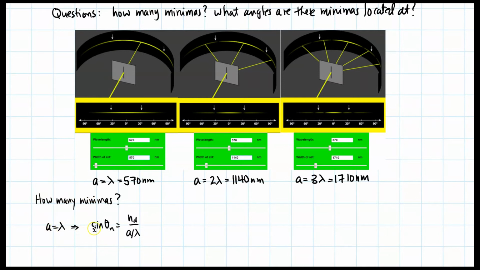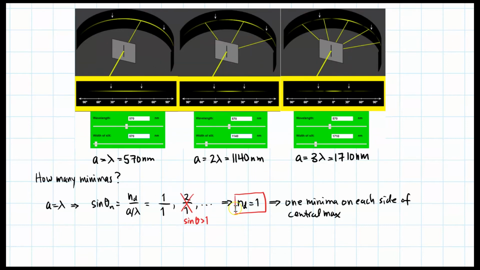I know that the path difference equation is given by this relationship. Within the denominator here, I have the diffraction parameter. So now if I plug in ND equal to 1, you can see that I've already maximized it, but when I go to ND equal to 2, this has now exceeded it, and so this makes it impossible. So that tells me there's only one minima on each side of the central max. Again, the sequence tells me that ND is equal to 1, which means I have one minima on each side of the central max.